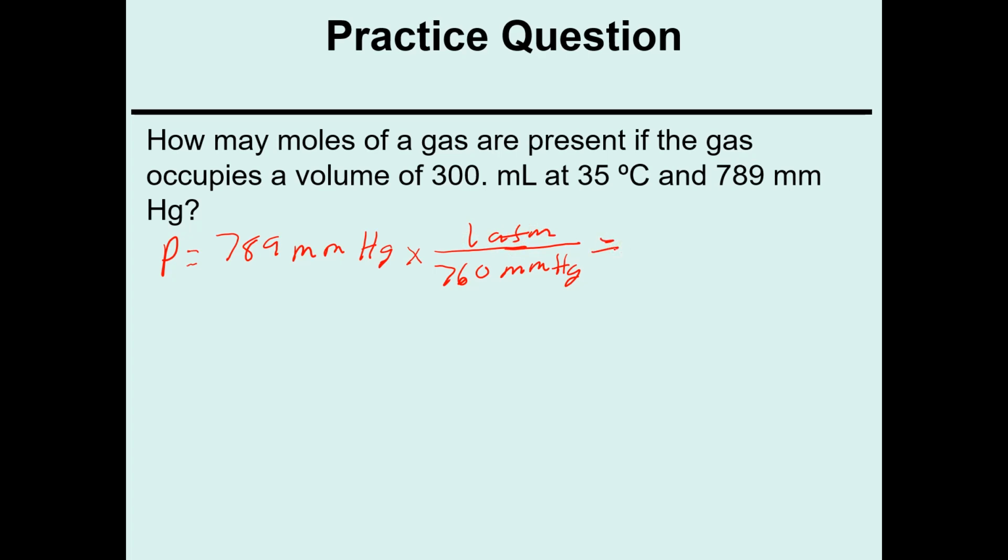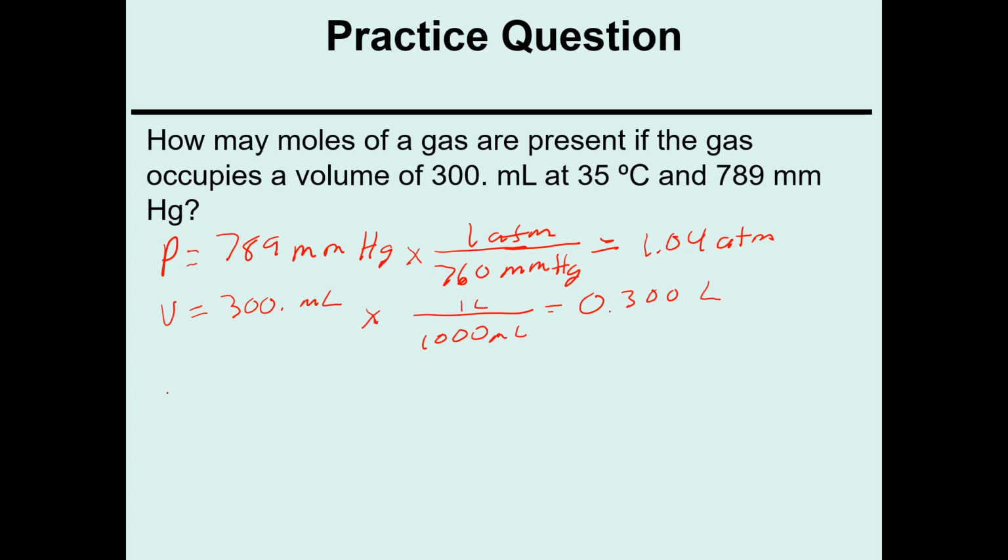So 789 divided by 760 comes out to 1.04 ATM. And then if we take the volume, we have a volume of 300 milliliters. And we know that there are 1,000 milliliters in a liter. So 300 divided by 1,000 is 0.300 liters.